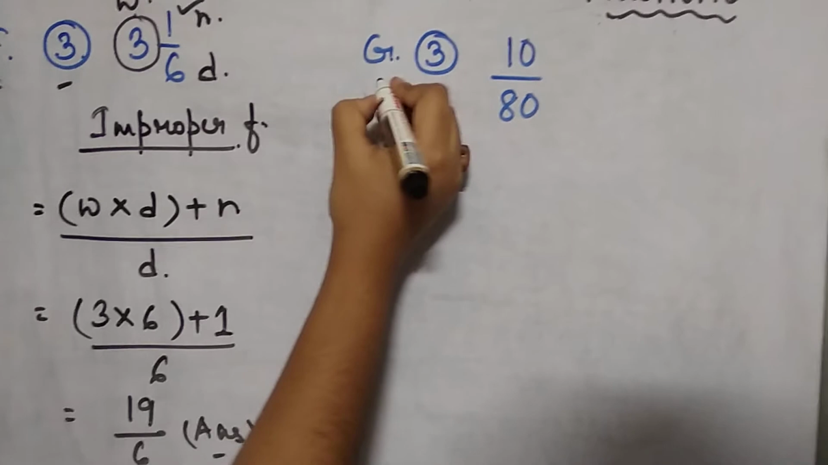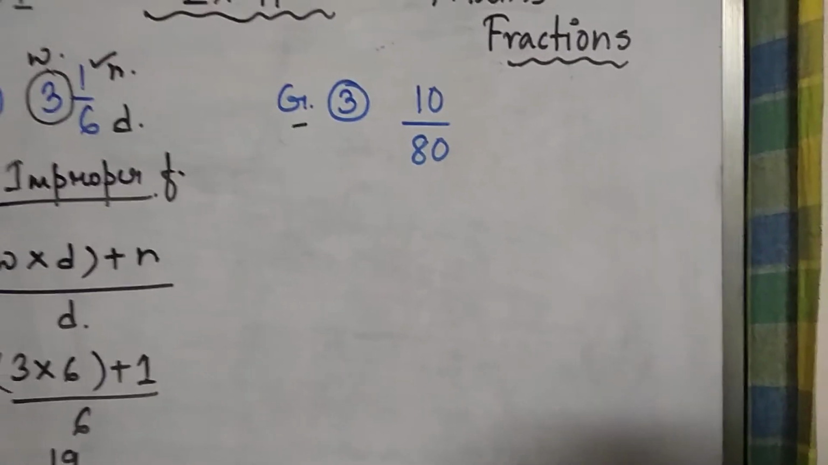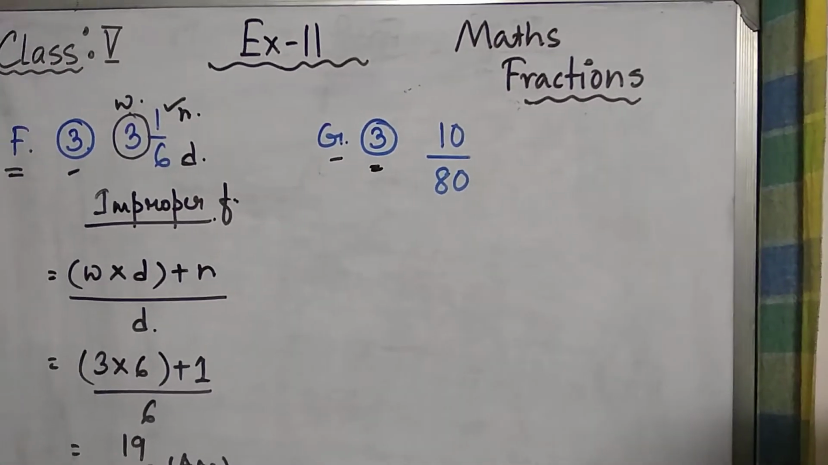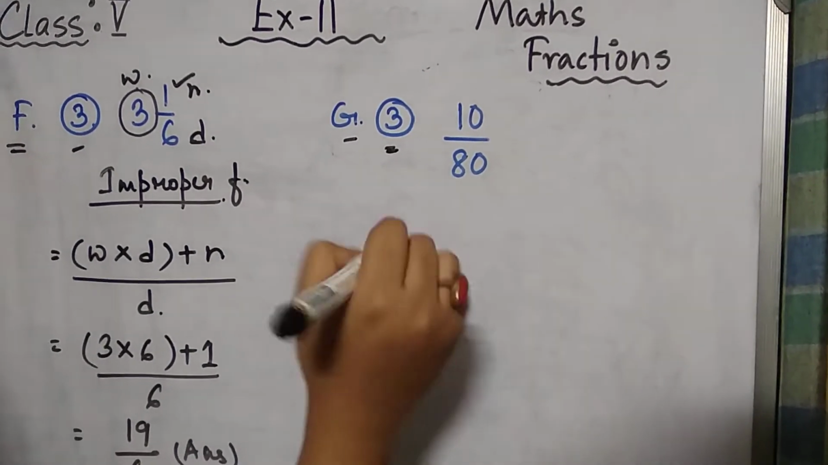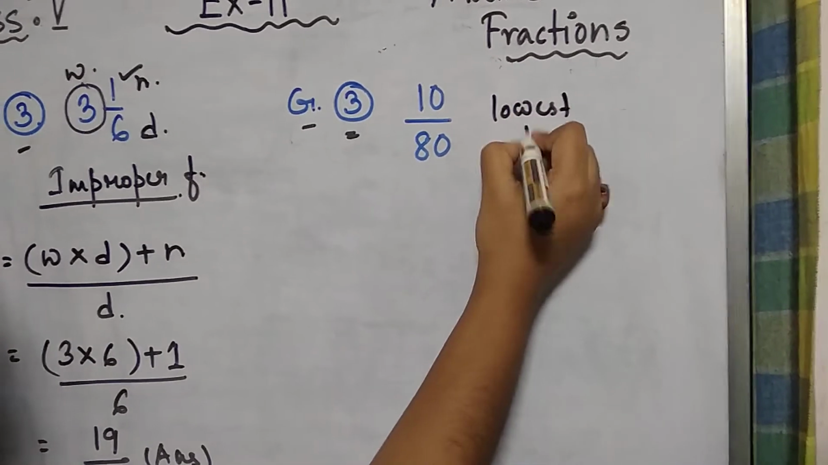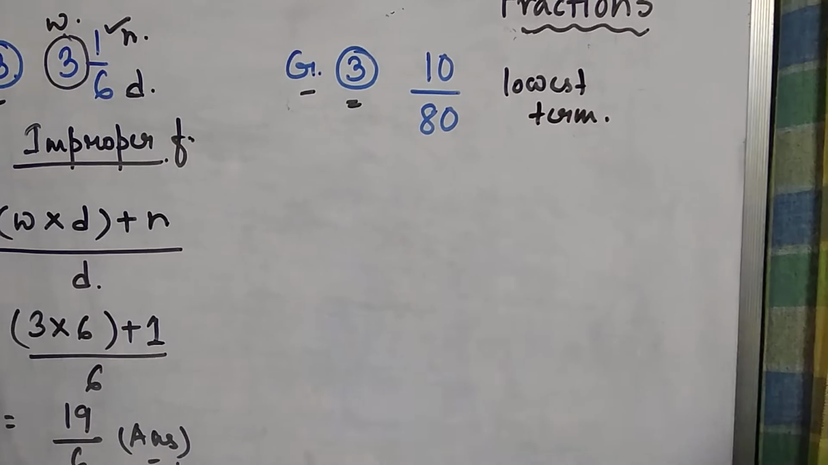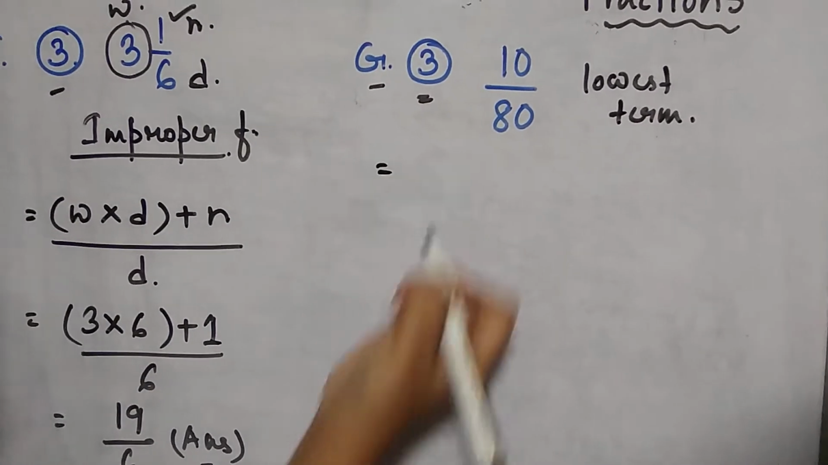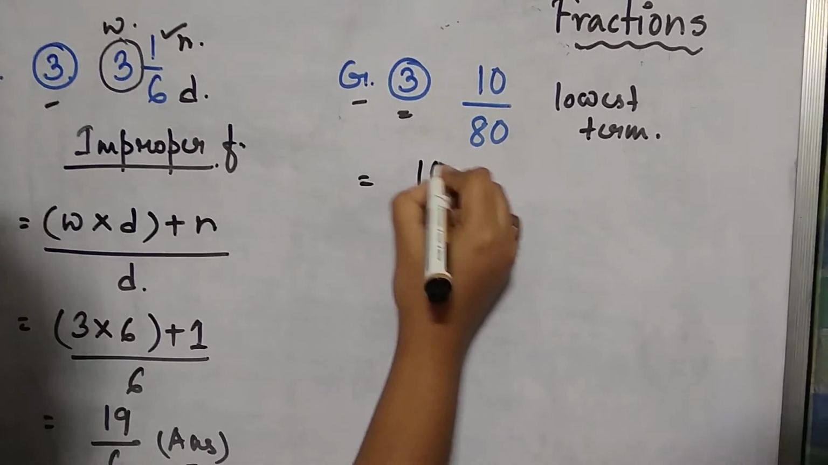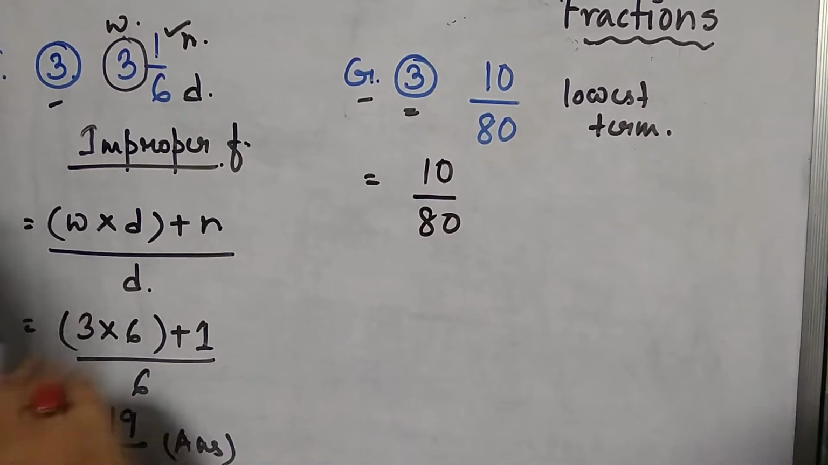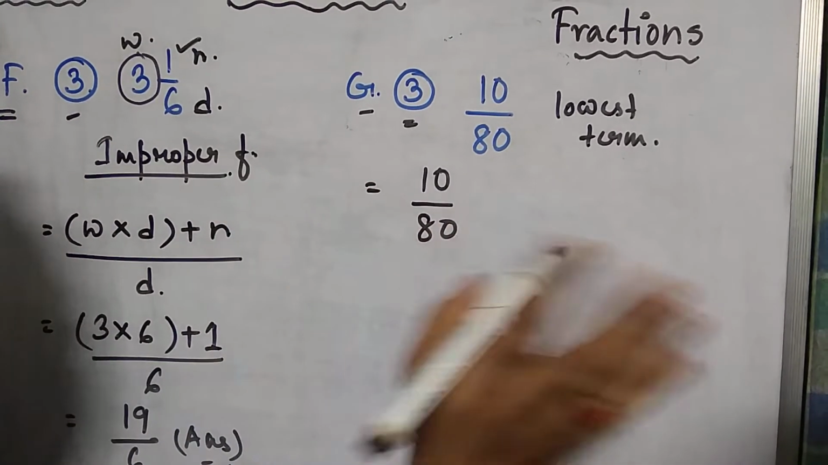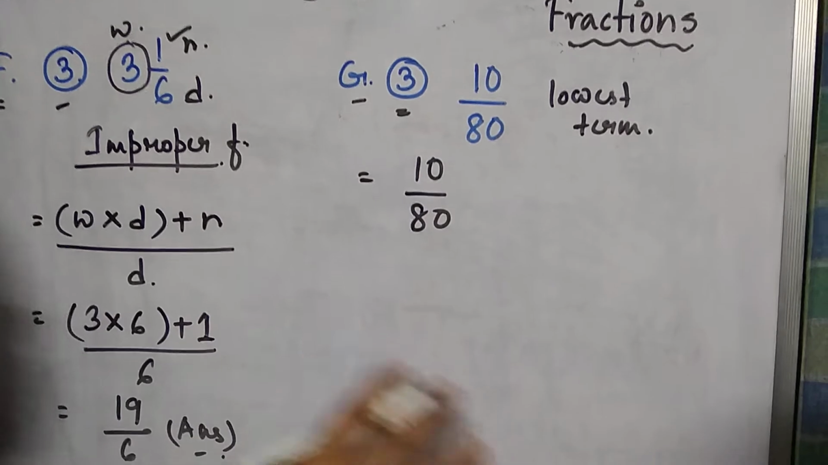Alright, now come to the number G. Here what we have to do is take this number 3 sum, that is 10 by 80, and convert this into its lowest term. Now how are we going to do this? Firstly, I am going to show two methods, okay? Two methods where 10 by 80 can directly be converted into its lowest form by dividing directly, if you find this convenient.